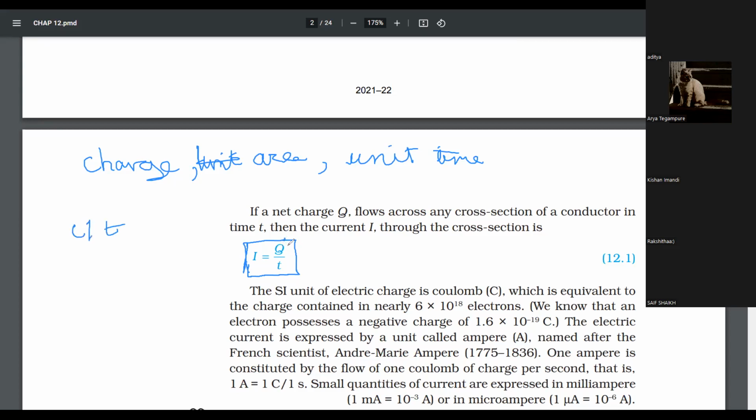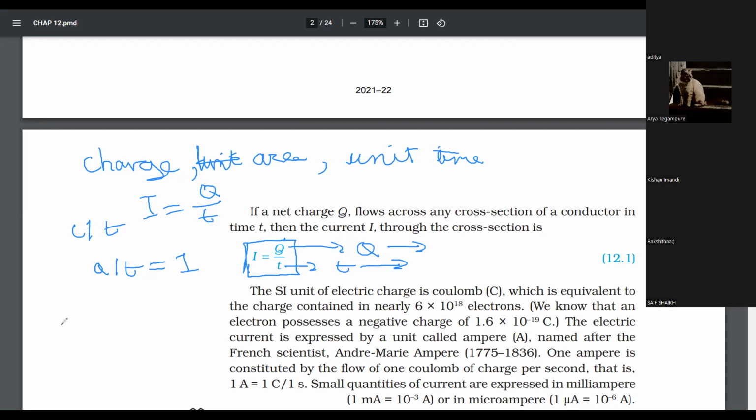So in electricity, we always denote charge by Q. And you must have studied in 9th grade, 8th grade, time is always denoted by small t. So charge by time becomes Q by t, and this is equal to I. Electric current is denoted by I in electricity. And so this is one of the basic formulas of electric current. How do we calculate electric current? Electric current I is equal to charge Q upon time t.